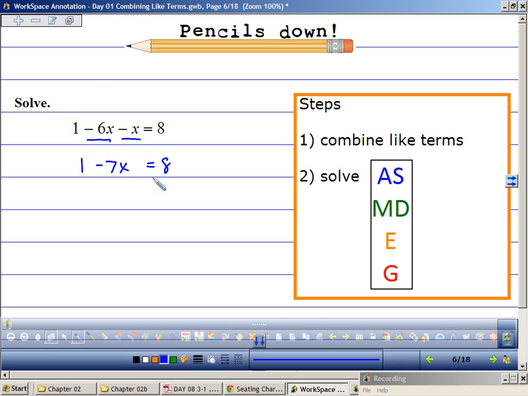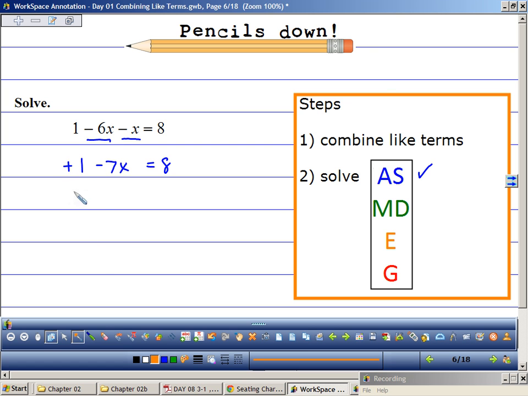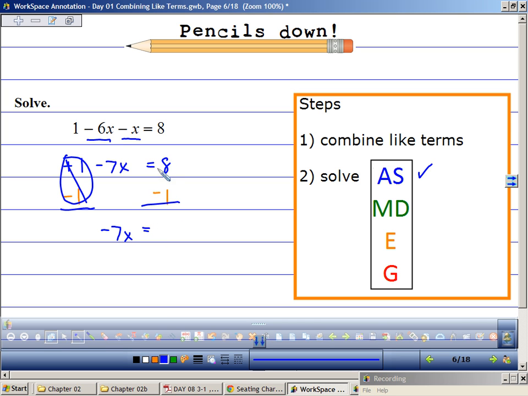So 1 minus 7x. If I want to get x by itself, I need to do GEMDAS in reverse. This is actually a positive 1 right here. So in order to get rid of it, I'm going to do its inverse, which is negative 1. That becomes a 0 pair, and I'm left with negative 7x. Different signs means I find the difference. The difference between 8 and 1 is 7.